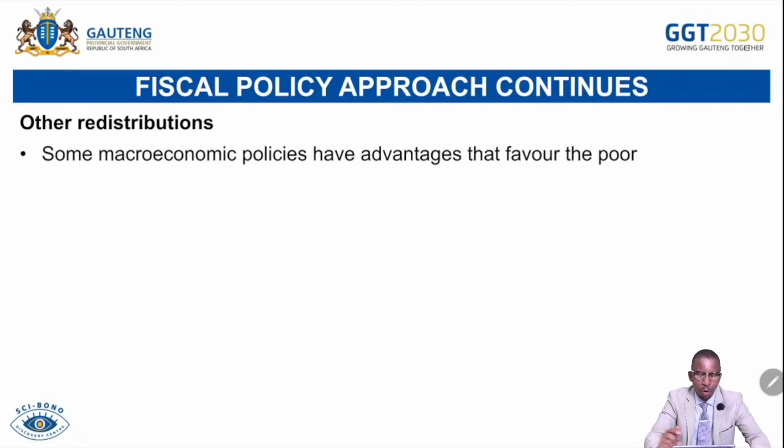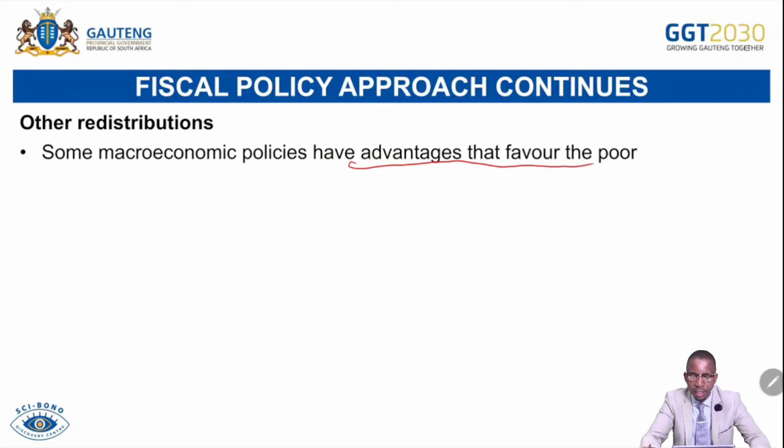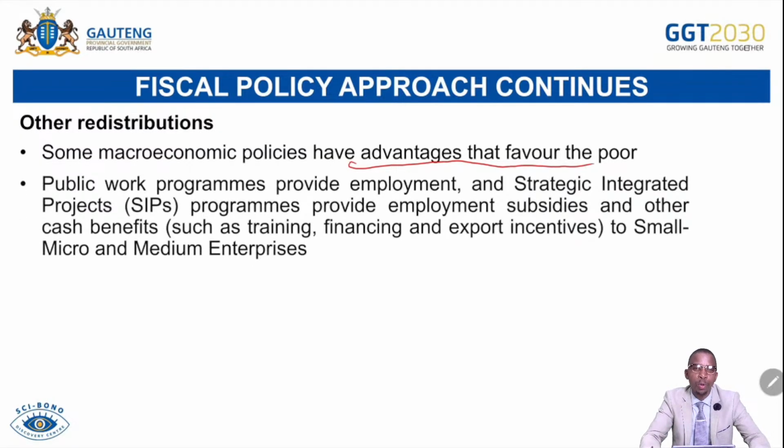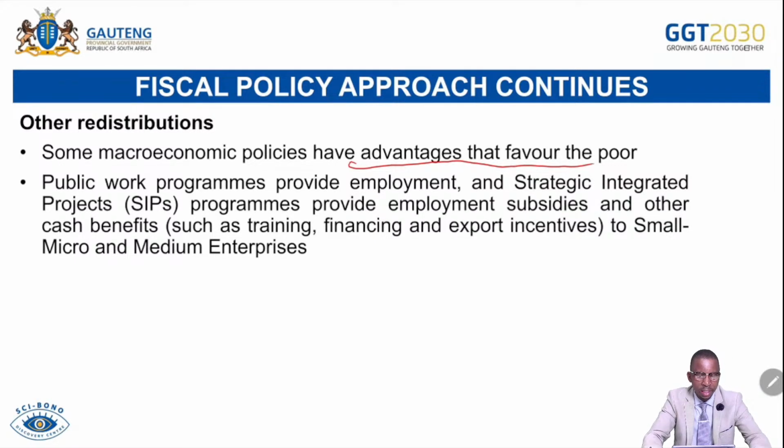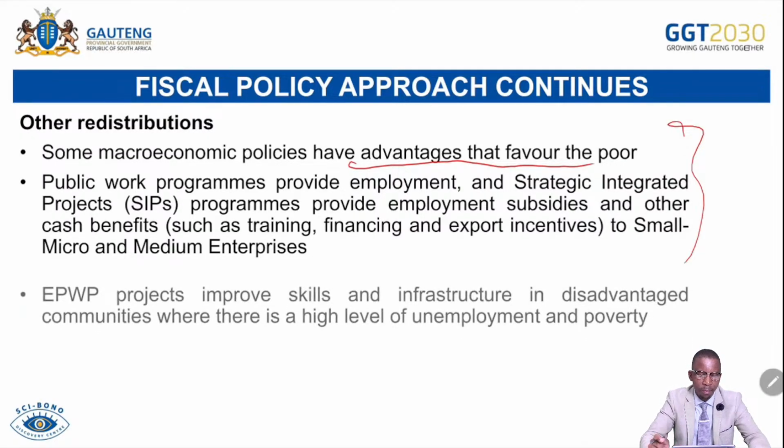So some macroeconomic policies have advantages that favor the poor. They push the poor first to benefit in the economy. Public work programs provide employment and strategic integrated projects. SIP programs provide employment subsidies and other cash benefits such as training, financing, and export incentives to small, micro, and medium enterprises. So these projects are given by the government to benefit small businesses in the economy.